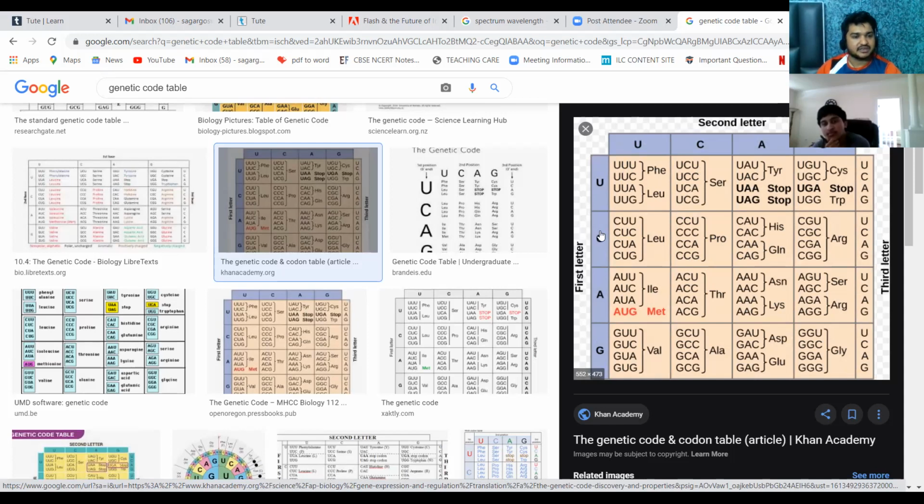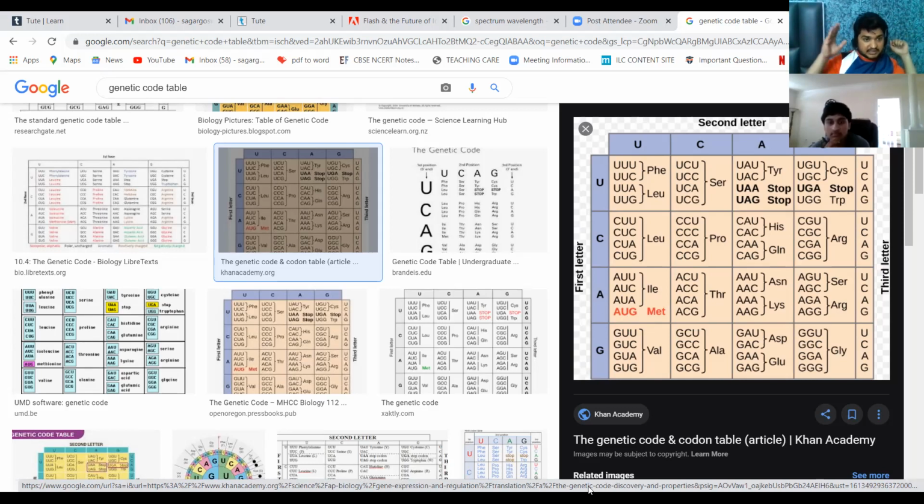What does stop mean? Okay, I'm going to tell you. We have three codons, and whenever the process starts, there is a start also. Can you see AUG? Whenever the process of translation starts, the beginning of translation is always from AUG. AUG is always the beginning.